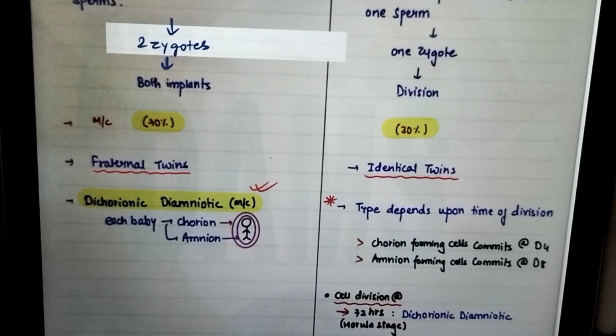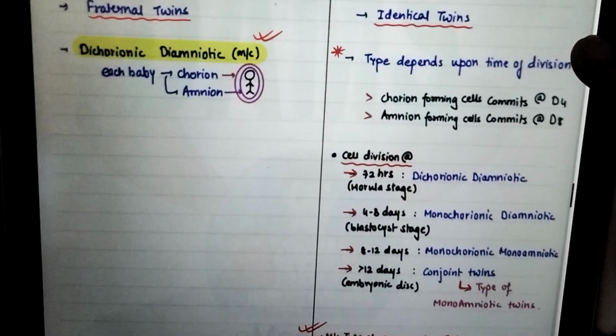Now in dizygotic twins, the most common type is dichorionic diamniotic. Each baby will have one amnion layer and an outer chorion layer. In monozygotic twins, the type depends upon the time of division. The chorion forming cells commit around day 4 and the amnion forming cells commit at around day 8.